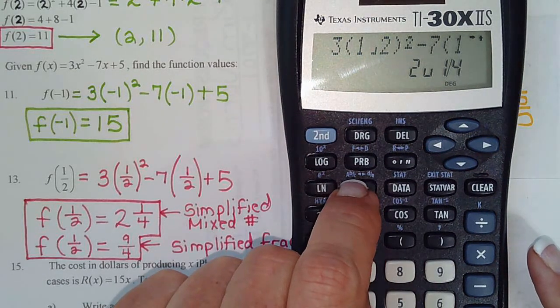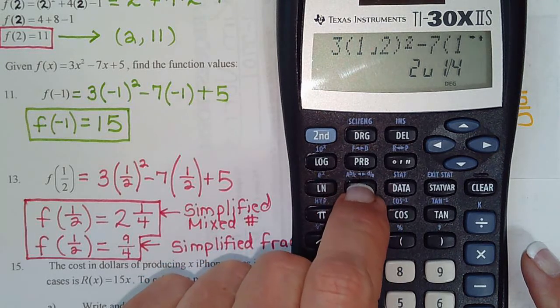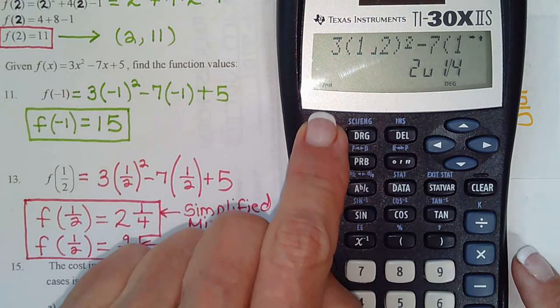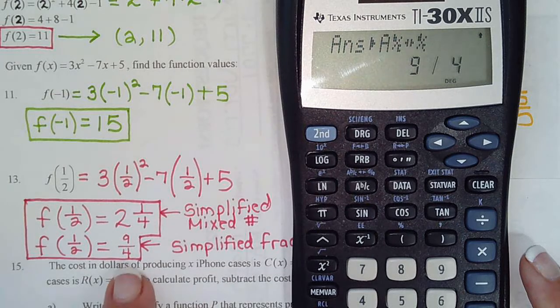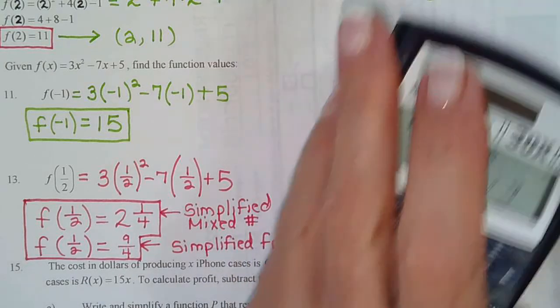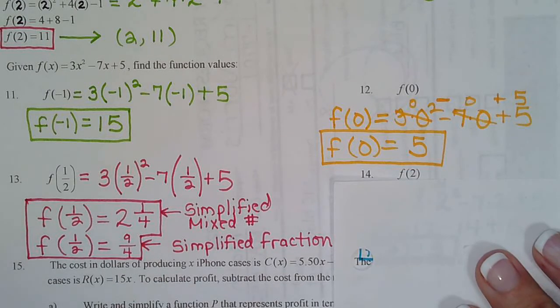Remember this, look at the blue. That says mixed number to fraction. It says A, B over C, to D over E. So since it's in blue, we hit second fraction. And if Alex asks you for a simplified fraction, then you would want to write 9/4. So this is called a simplified mixed number. This is called a simplified fraction. So make sure that you read the directions and give the answer in the form that they want you to.